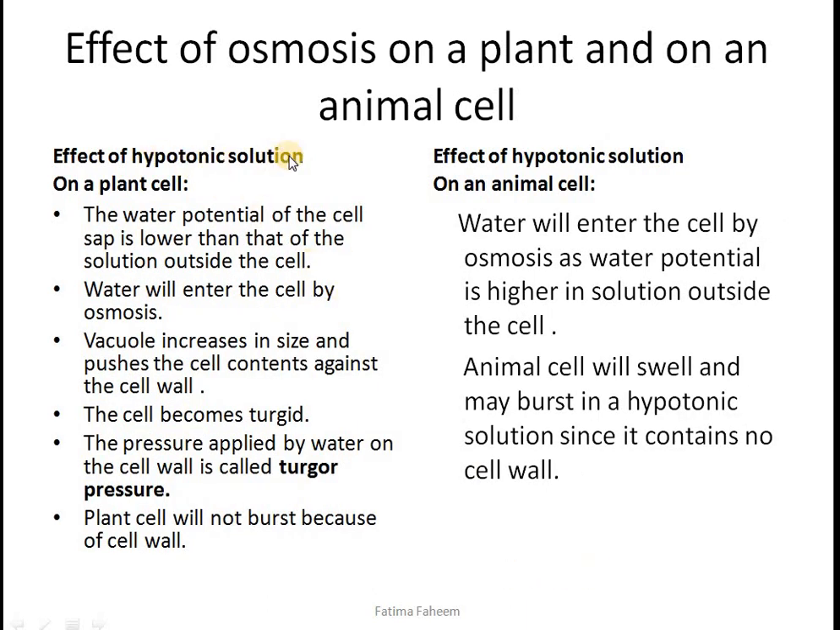What about hypotonic solution? Hypotonic solution is a solution which contains a low amount of solute, or you can call this solution a dilute solution. The water potential of the cell sap is lower than that of the solution outside the cell. Water will enter the cell by osmosis, the vacuole will increase in size and will push the cell contents against the cell wall. The cell will become turgid. The pressure applied by water on the cell wall is called turgor pressure. A plant cell will not burst because of the presence of the cell wall.